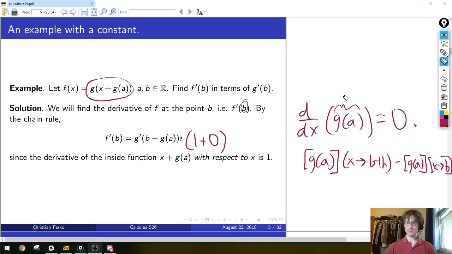So in particular, this is not the same as anything depending on g prime, like g prime of a or g prime of x. There's no x in sight. So this is the dead horse I'm beating on this slide: even though g of a appears inside, its derivative is 0. So this is the correct expression for f prime at b.